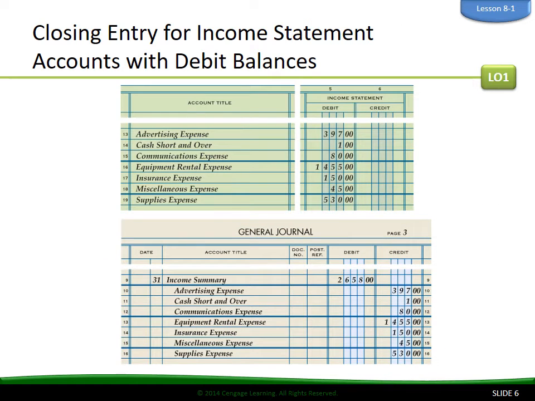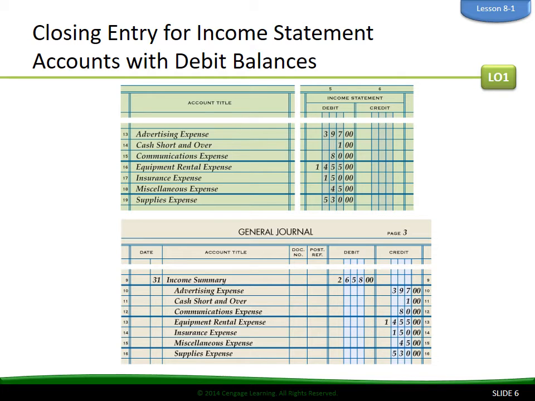This next section goes over closing entry for income statement accounts with debit balances. So the two types of accounts that we would have debit balances for would be our expenses, which is shown here, and then also our drawing account. So in this example, you can see all of the expenses. You've got advertising, cash short and over, all the way down to supplies expense, and their amounts are listed here.